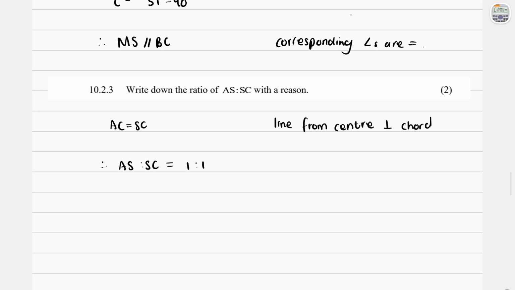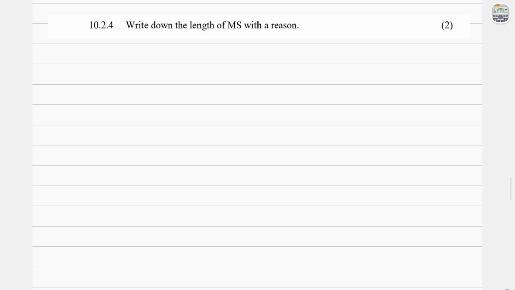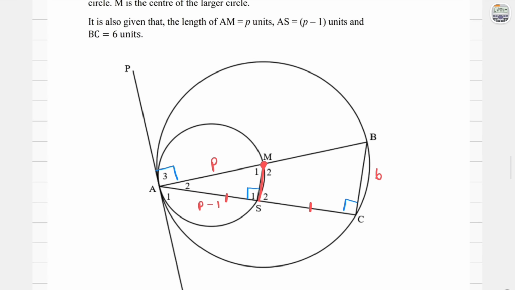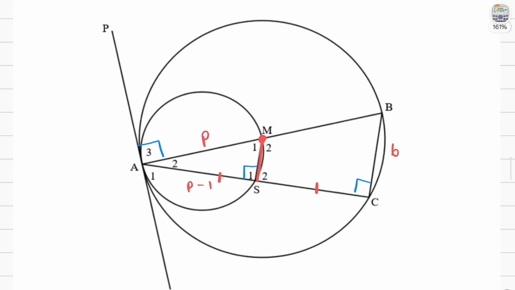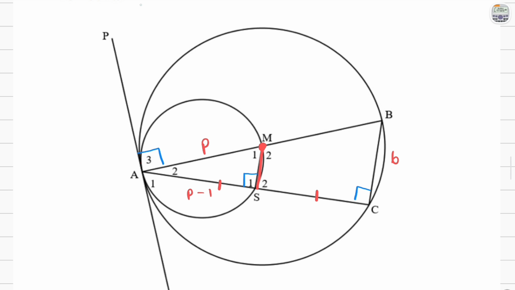Moving on to the next question. Question 10.2.4 says, write down the length of MS with a reason. So the length of MS. If we have this and we have that these two are now equal, what is the length of MS? From the shape they're giving you, this triangle, you can already see that they are pointing at the midpoint theorem.